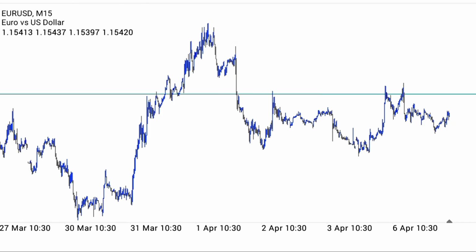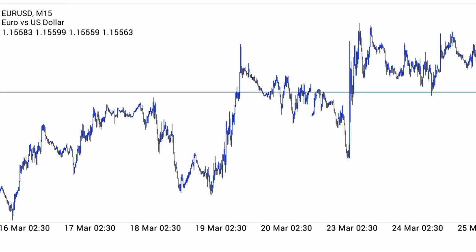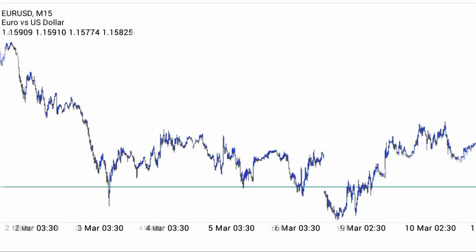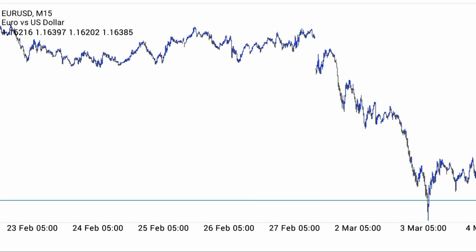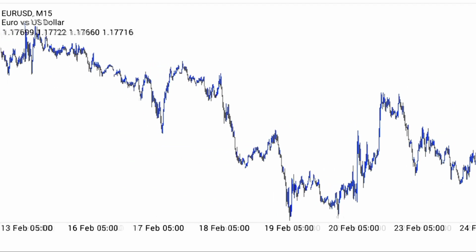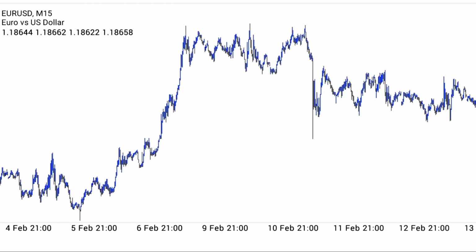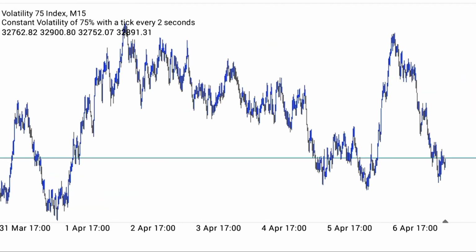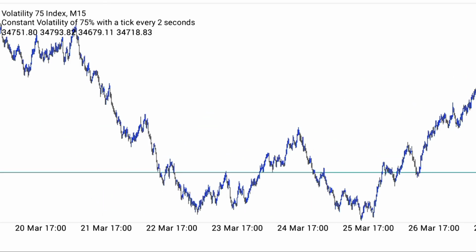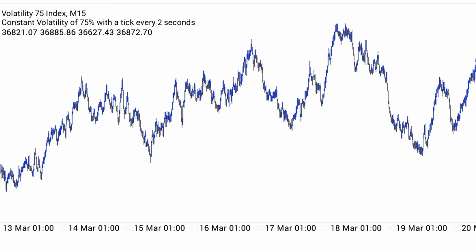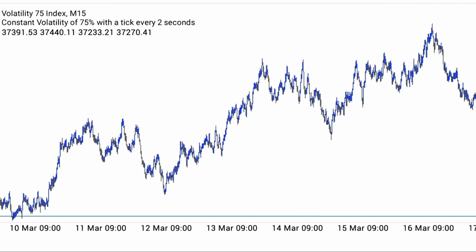EUR USD. Now, look at the way these assets are moving. They are moving like they jump a lot. There are a lot of gaps. There are a lot of confusions on this chart. It is much harder to analyze. But when you are trading Deriv synthetic indices, you can see that everything seems to align smoothly. The way the charts are moving, you see everything is smooth, smoother than the one you see on currency pairs. And that's the reason why a lot of traders love trading synthetic indices.